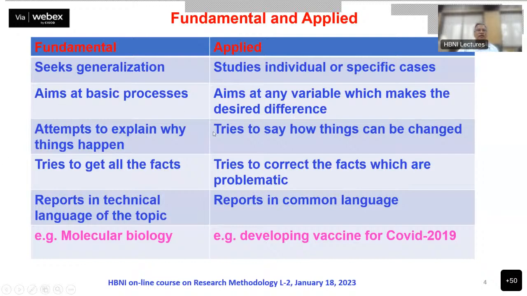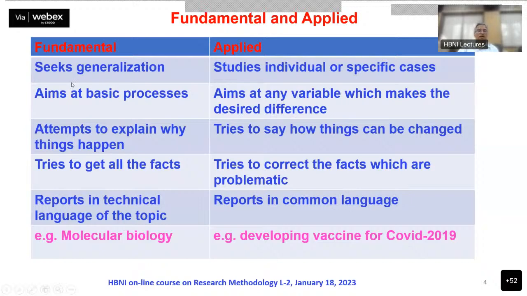Fundamental research attempts to explain why things happen. Applied research tries to say how things can be changed for a particular application. The fundamental research tries to get all the facts. The applied research tries to correct the facts which are problematic. So you have in mind a particular application and your research is oriented towards that. The fundamental research reports in the technical language of the topic. So you use the technical language, whatever understanding is there till that time. Whereas the applied research reports are in common language because you want the people to follow it and execute the research.